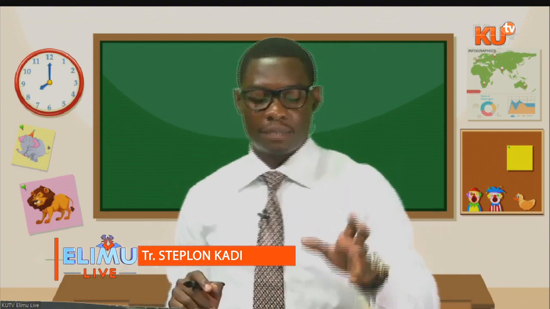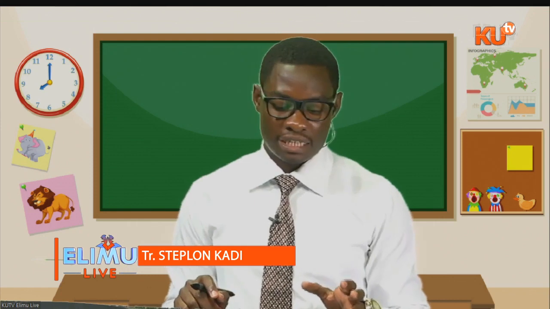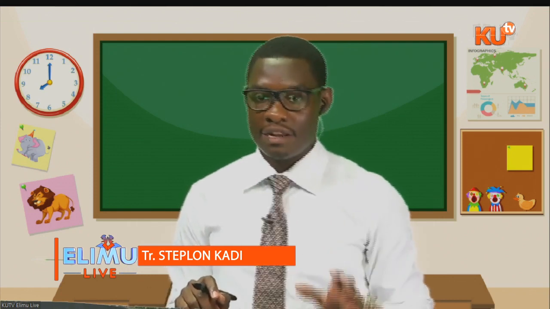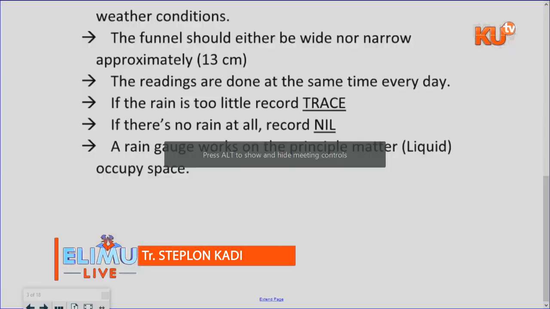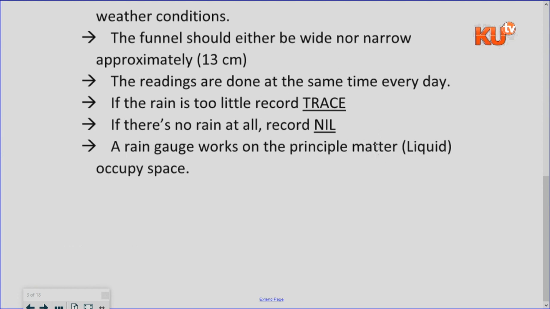So matter occupies space, that is the principle. The specific matter we talk about here is liquid, and the liquid is the rainwater. So that is the principle on which this rain gauge works.